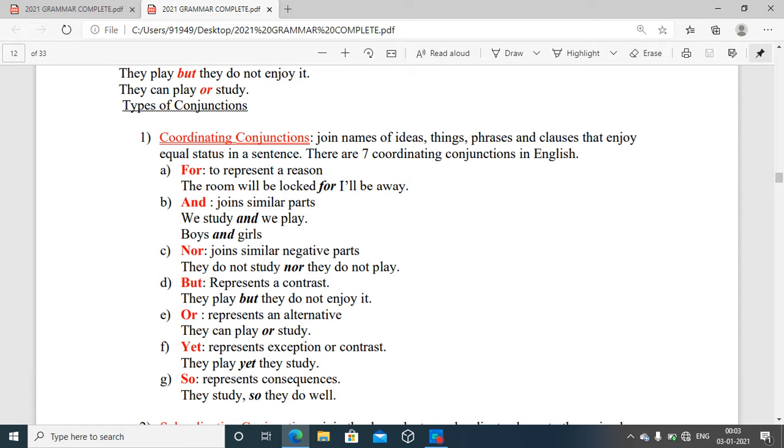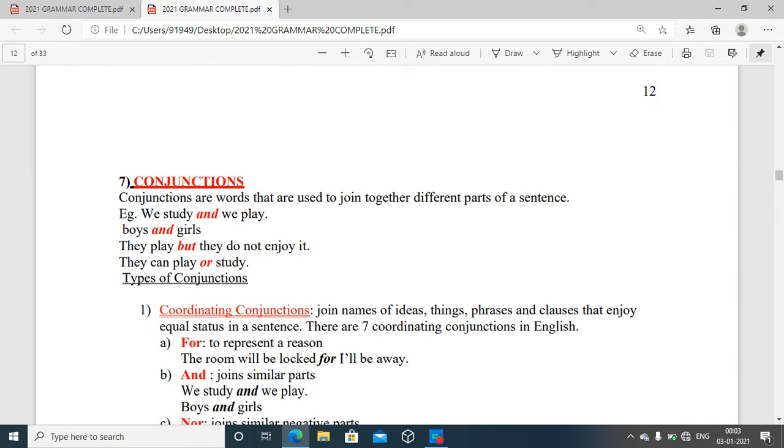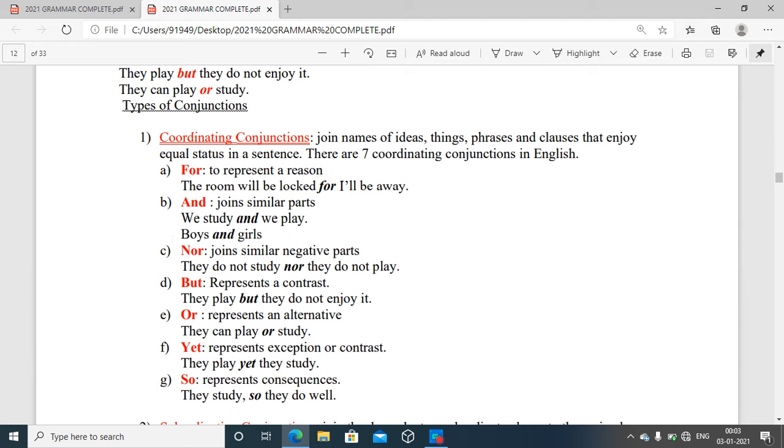The next type is 'and'. They join similar parts. We saw it in the beginning, but that was randomly selected; here we are categorizing it. We saw the same example: We study and we play. It joins similar parts: a subject, a verb, a subject, a verb. The same way of structuring. It also joins similar parts like nouns: boys and girls, a noun with another noun. So 'and' is another type of coordination between the same kinds of parts in a sentence or a phrase.